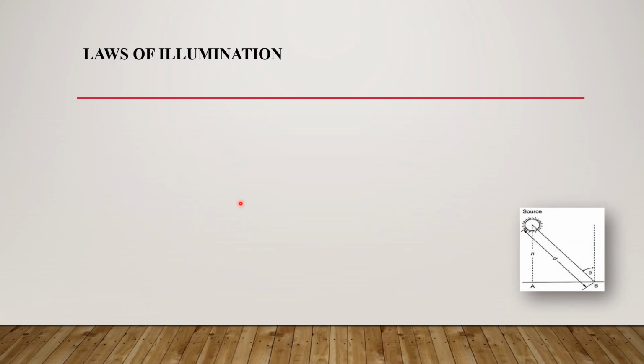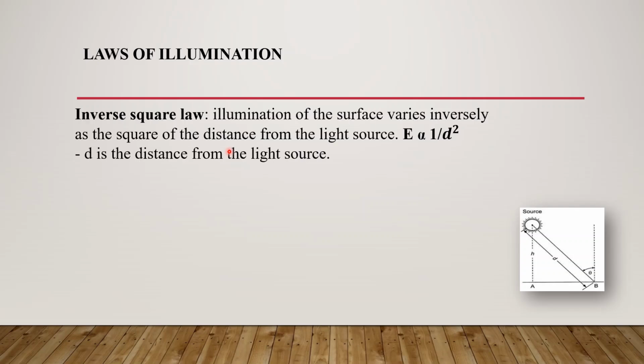So, laws of illumination. We are going to consider some laws used in illumination. First one is inverse square law, which states that the illumination falling on the surface to be illuminated varies inversely with the square of the distance separating the light source and the surface. You can look at this diagram. This is the light source, this is the surface we want to illuminate, and then separated by distance d. So the illuminance varies inversely with the square of the distance separating the light source and the surface.